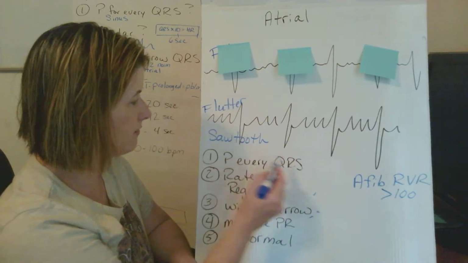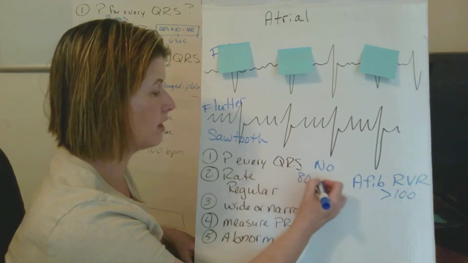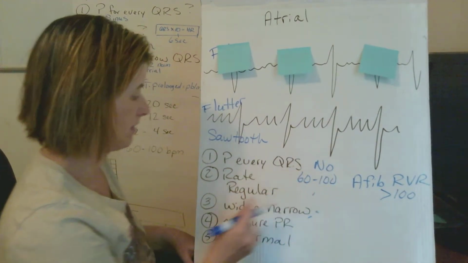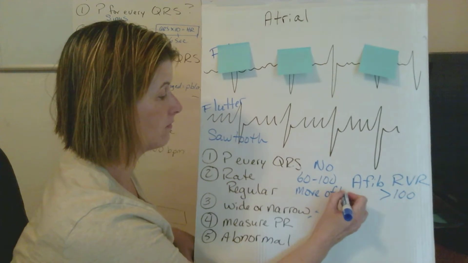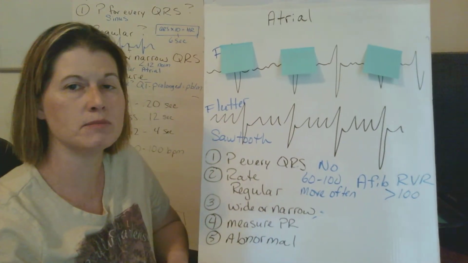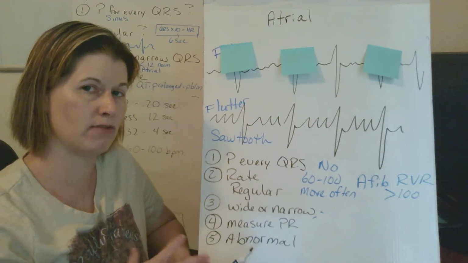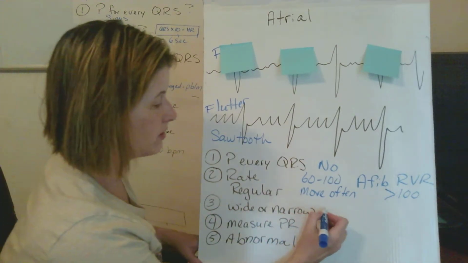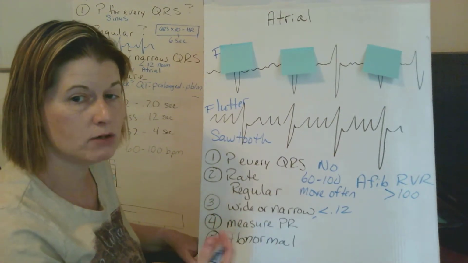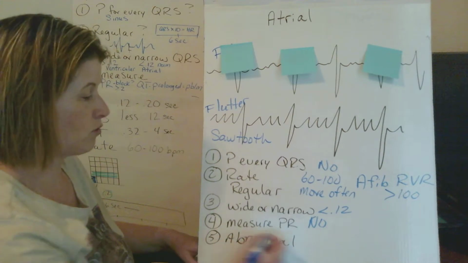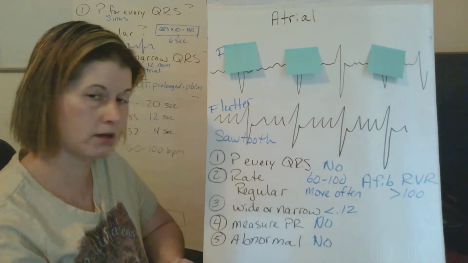Okay? Is there a P for every QRS? No. What's the rate? It's usually a normal rate. Excuse me, 60. Is it regular? More often than not, it's regular. So whereas AFib 99% of the time is irregular, A flutter maybe 90% of the time is regular. It's much more regular than an AFib. Is it wide or narrow? It's narrow, less than 0.12 QRS. Can we measure the PR? Again, which P do we use? So no, we cannot measure. Abnormal beats, not usually. Okay, so AFib and A flutter are very important to understand.